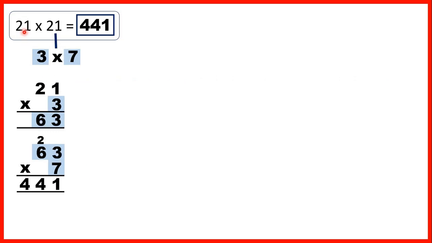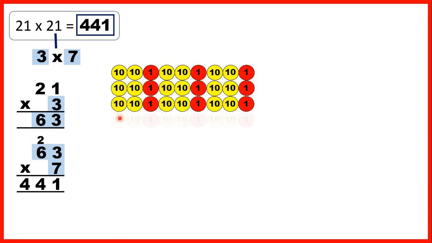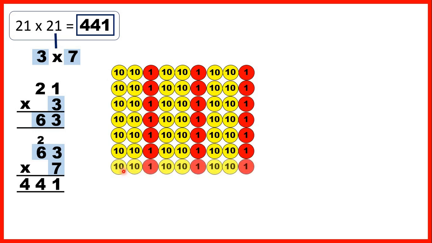Then we had 21, so 2 tens and 1 one, and to multiply by 21, first we multiplied by 3, so we can show what we have here 3 times. Then we multiplied by 7, so we can show all of the counters that we have 7 times. And you can see that we have 21 shown 21 times, and if we regrouped our counters, that would give us 441.